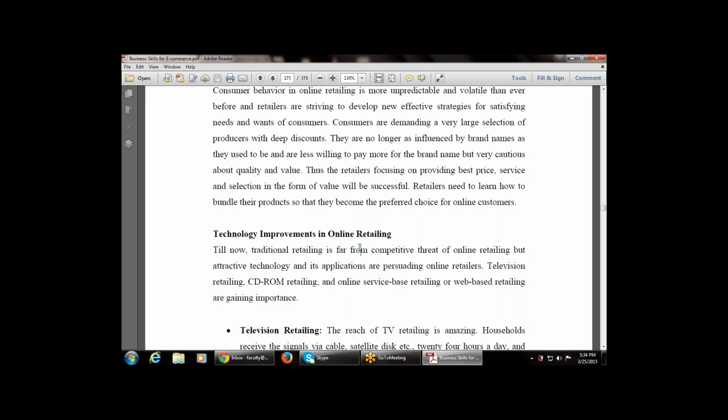It may be television retailing, that is usage of the television. It may be CD-ROM retailing, that is usage of the CD-ROM. It may be online service-based retailing, or web-based retailing, which is one of the important issues. So what are the techniques that are used?